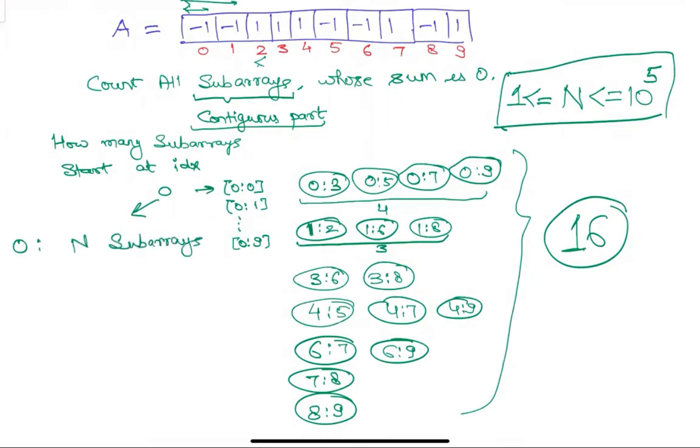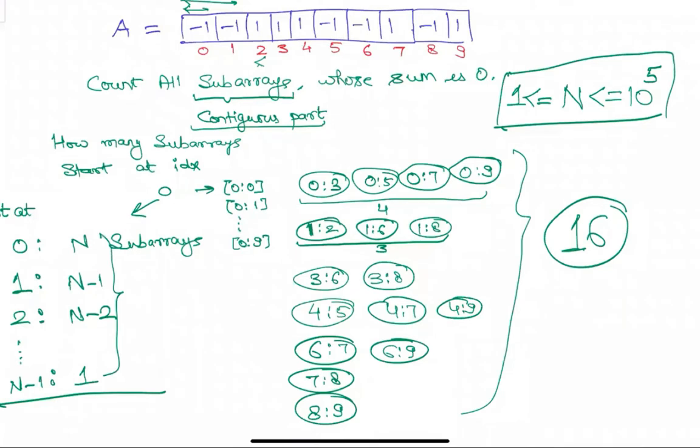Yes, sir. Starting at 0, n subarrays. Starting at 1, how many subarrays? N minus 1. Starting at 2, N minus 2. Starting at the last index, 1 subarray. If you add all of them, total subarrays are n into n plus 1 by 2. And out of these total subarrays, we are finding what meets our criteria.